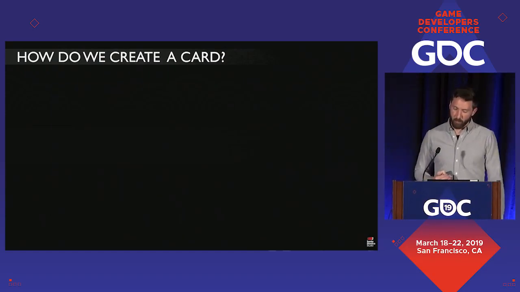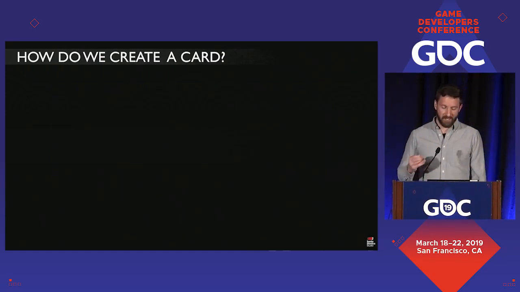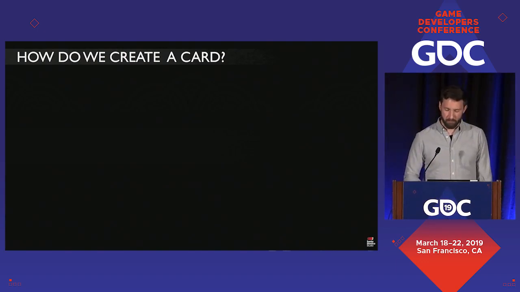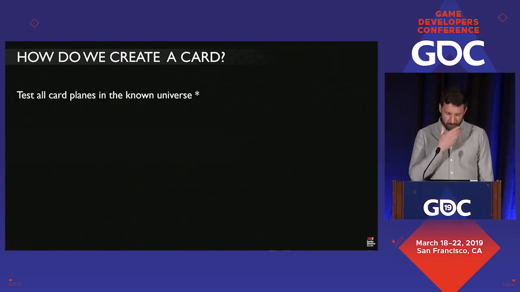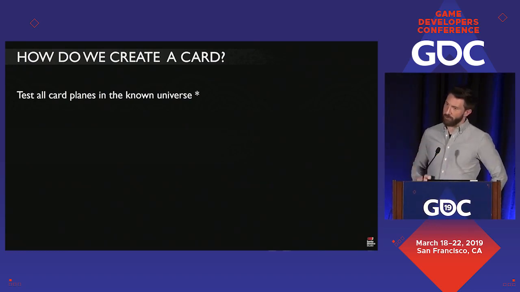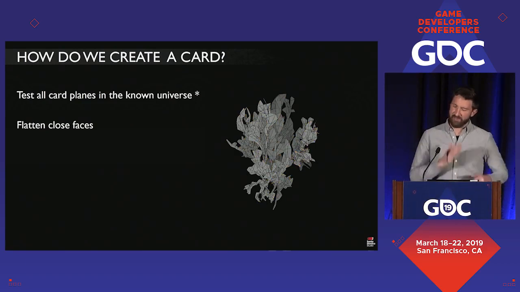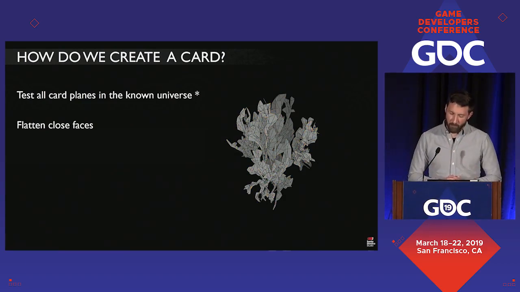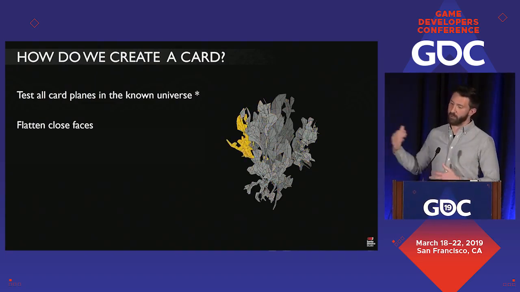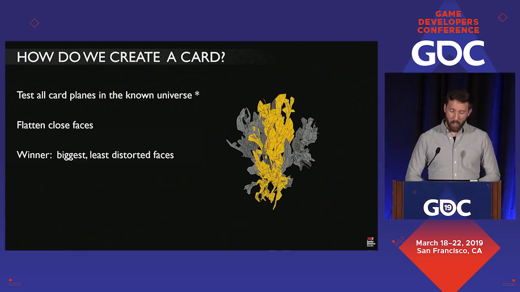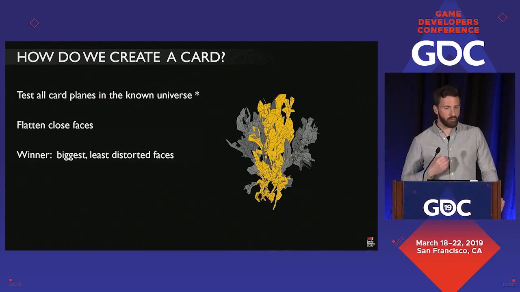For an input model, we are going to make a cluster of cards, one at a time, starting with the best one. How do we find that? Easy. We test all card planes in the known universe, and we give a score to each one. High score wins. A potential card considers a thick slice of the model. It will flatten model triangles that are close to the card plane within some error metric. The other triangles would be left for other cards.